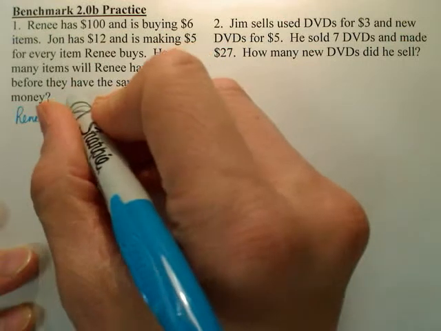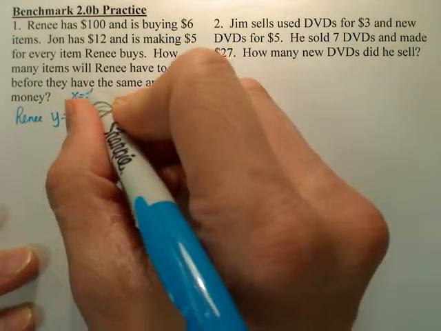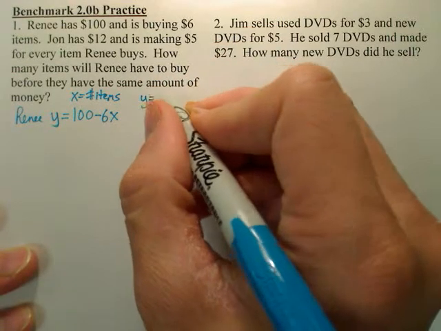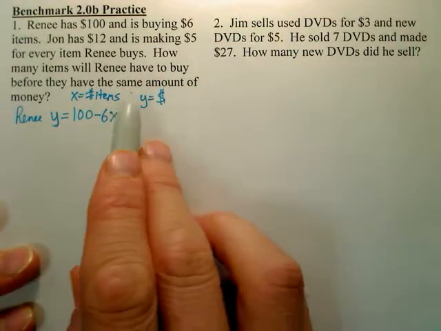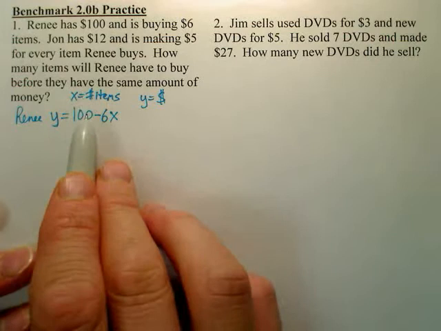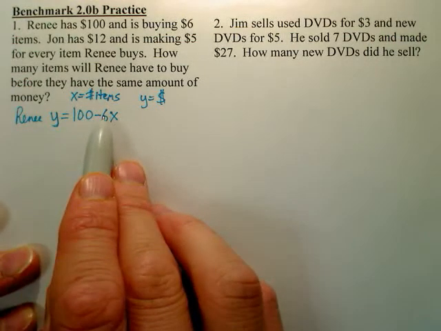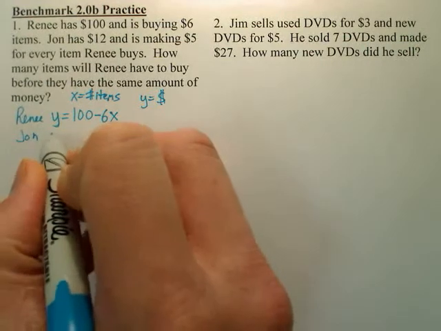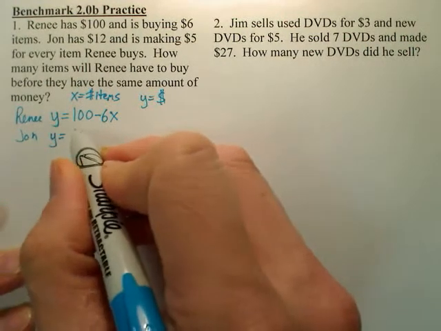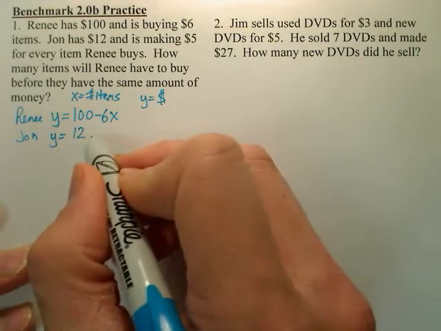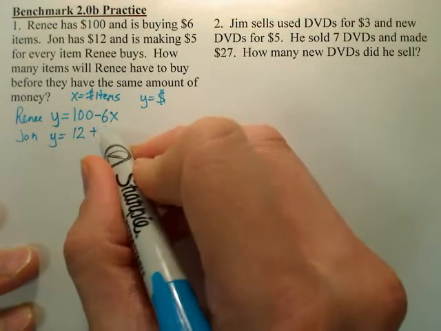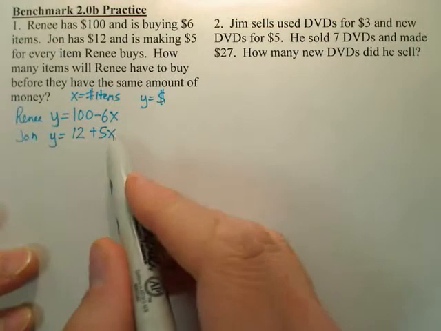So what I need to understand is X is the number of items. Y is the amount of money. So Y is the amount of money, X is the number of items. He starts with 100 and he's buying $6 per item. Where John, he has 12 bucks. But he makes $5 for every item. He's making $5 for every item.